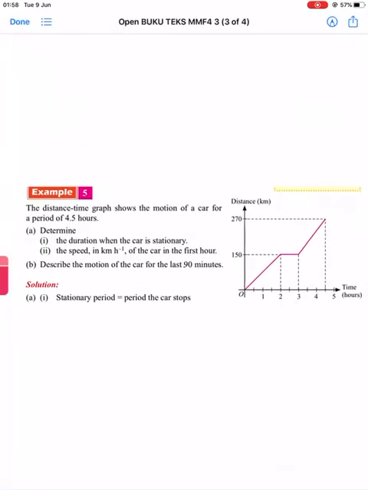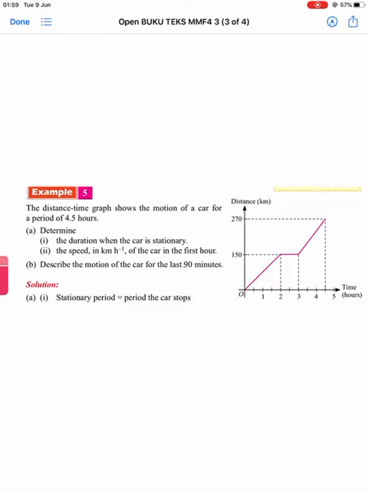Okay, example 5 from the textbook again. The distance time graph shows the motion of a car for a period of 4.5 hours. Determine the duration when the car is stationary. Stationary means the period that the car stops. Then determine the speed of the car in the first hour. And last one, describe the motion. Later we're going to describe the motion. First, let's find the duration when the car is stationary.